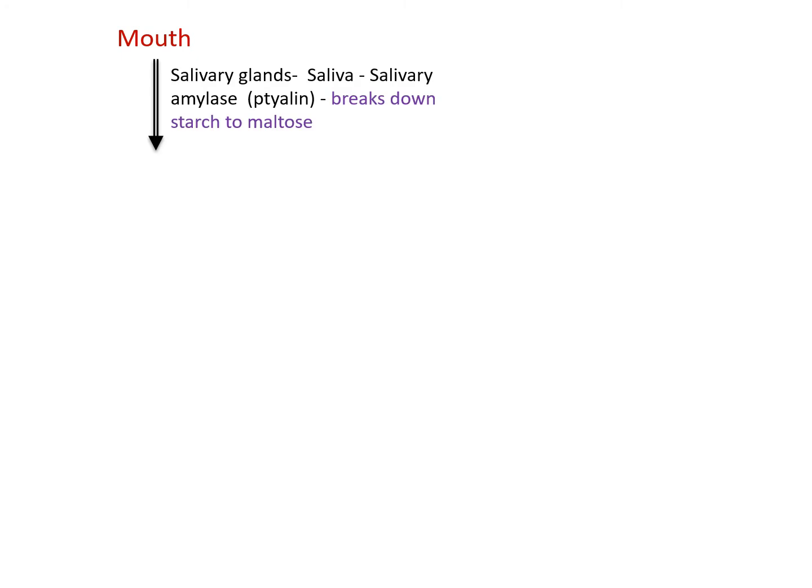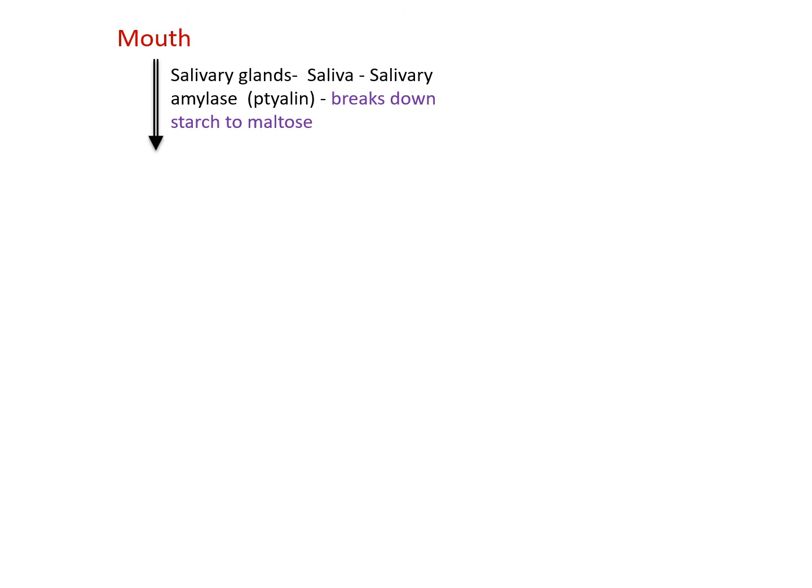Let us now understand the process of digestion. The food first enters the mouth. The mouth has teeth which crush the food and make it into smaller pieces of the same texture. The mouth also has salivary glands which secrete saliva. The saliva has salivary amylase or ptyalin. This enzyme breaks down the starch in the food to a simple sugar called maltose.